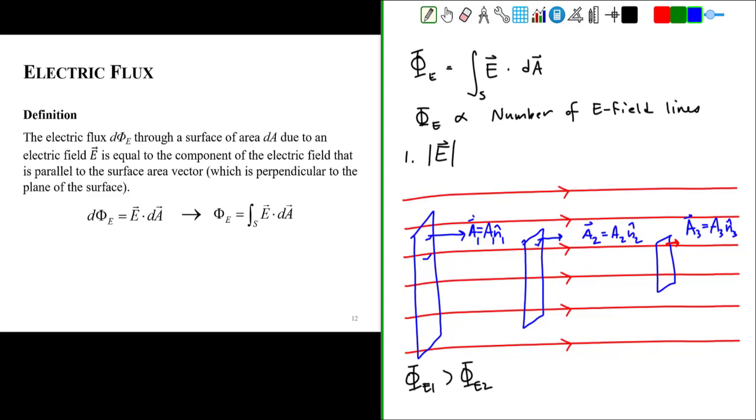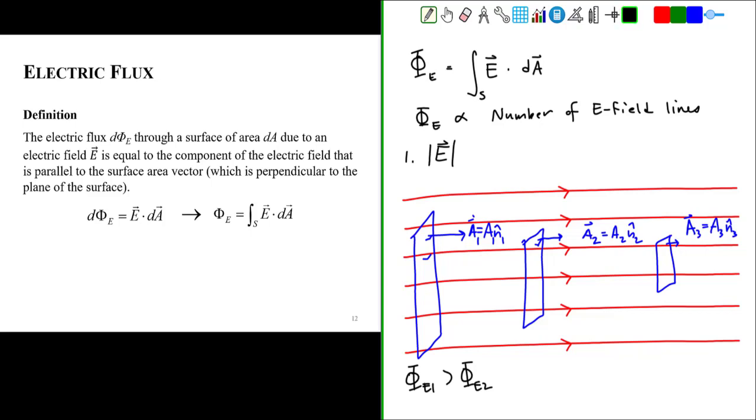What do you notice between these 3 surfaces? Well, you notice that in surface 3, only 2 electric field lines are passing through the surface. Through surface 2, 3 electric field lines are passing through the surface. Through surface 1, 5 electric field lines are passing through the surface.